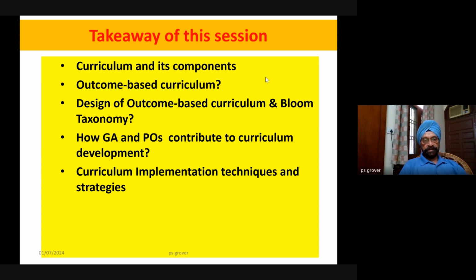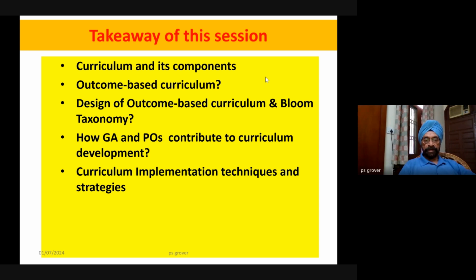Since NBA, AICTE, and NEP are implementing outcome-based education across all the disciplines, how to prepare a curriculum which follows the rules of the outcome-based system, that is outcome-based curriculum, design of outcome-based curriculum, and Bloom taxonomy. How to prepare an outcome-based curriculum of good quality which meets the requirements of the outcome-based education system.